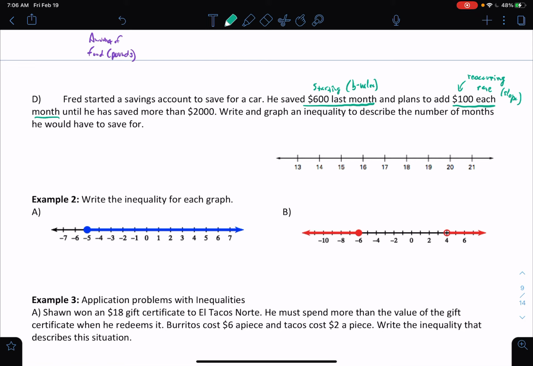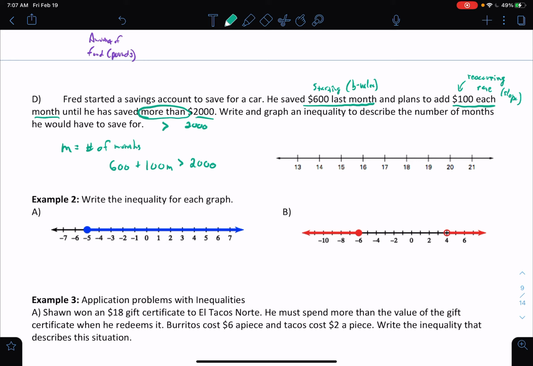Until he has saved more than 2,000. So it must be greater than 2,000. Write and graph an inequality to describe the number of months he would save for. So m is going to represent the number of months. So we start at 600 plus $100 per month must be greater than 2,000. Okay, so there's our inequality.